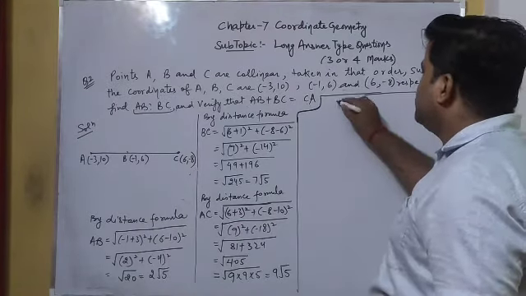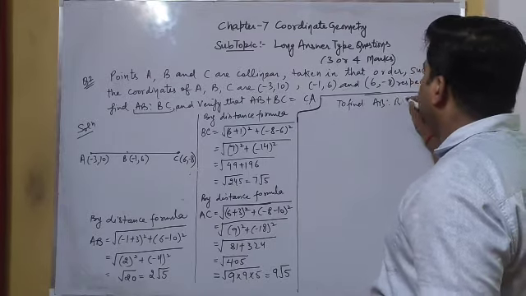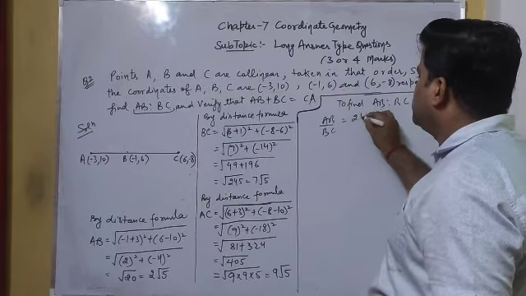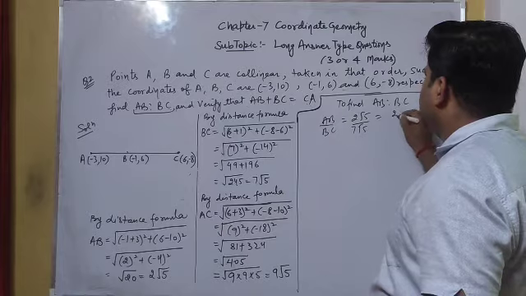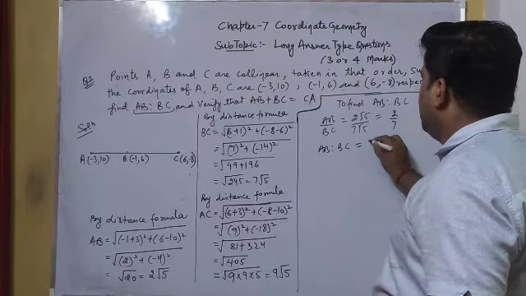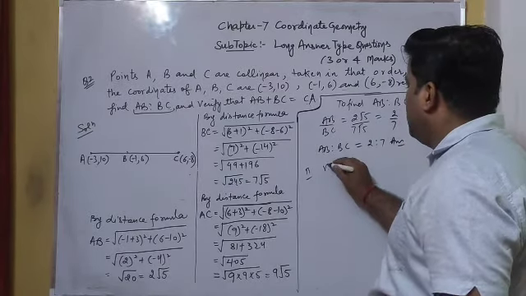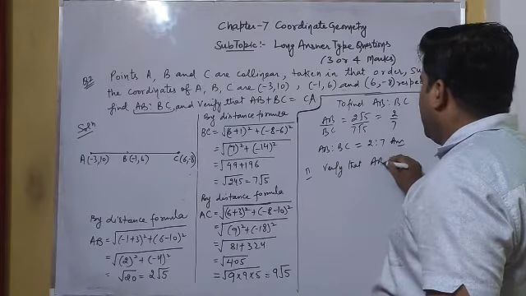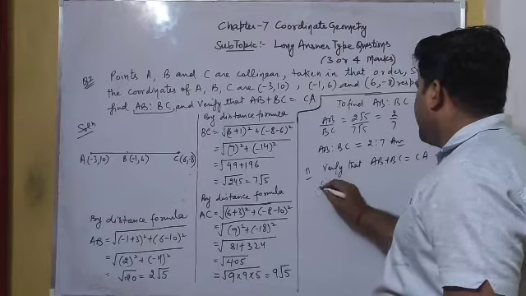So here we have to find AB ratio BC. We can write this as AB by BC. On putting the values of AB as 2 root 5 and BC as 7 root 5, after solving we get 2 by 7. So the ratio of AB ratio BC is equal to 2 ratio 7, which is the required answer. Similarly, in the second part, we have to verify that AB plus BC is equal to CA. So we take LHS.